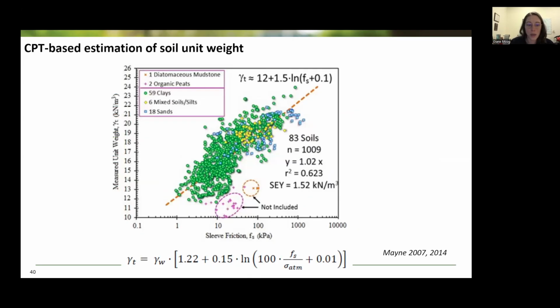This is a correlation between the unit weight and sleeve friction, and we see that an increase in measured sleeve friction correlates to an increase in unit weight. And again, we see the soils that are not part of this reference data set, organic peats and diatomaceous mudstone.